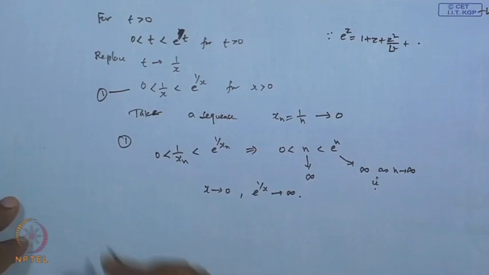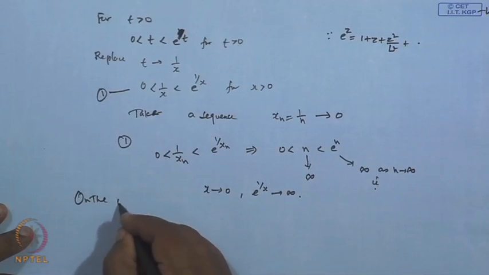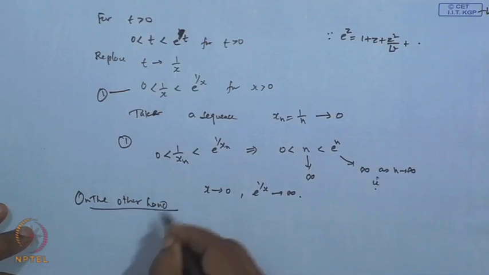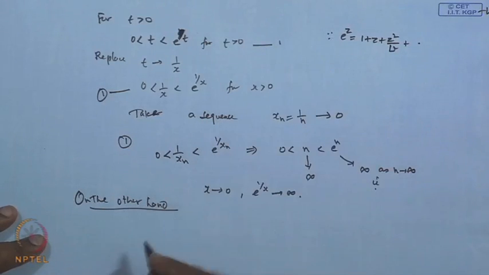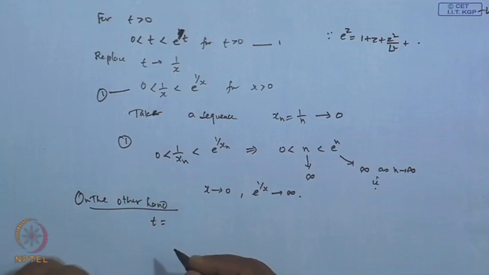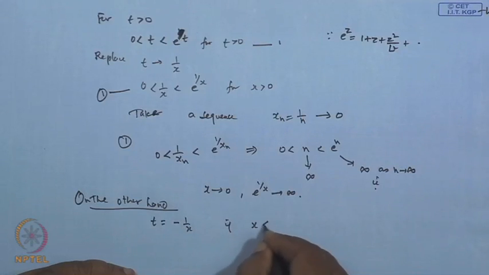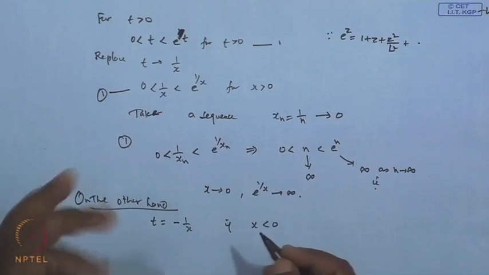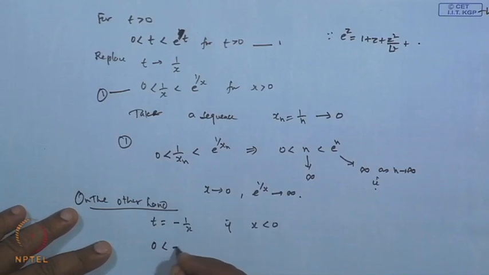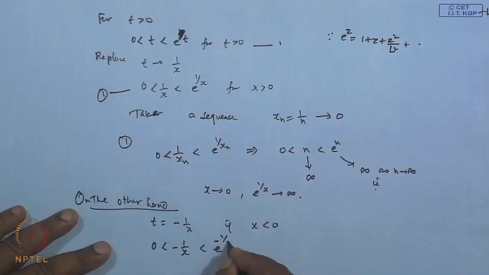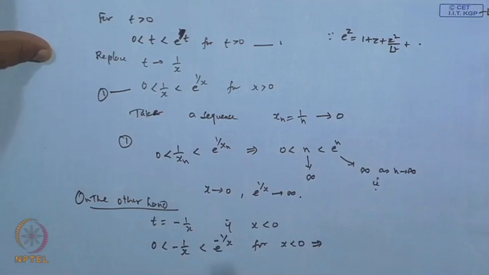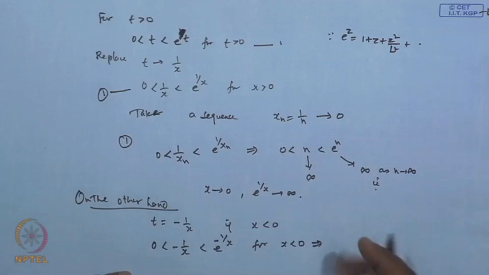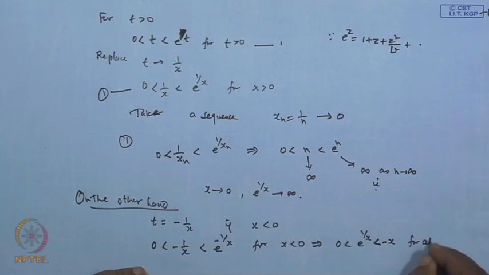Okay. Now, on the other hand, if we replace t by minus 1/x, if x is negative, then minus 1/x of course is positive. Then we get from here 0 < -1/x < e^(-1/x), valid for x negative. But this implies, just a manipulation, the result 0 < e^(1/x) < -x for all x negative.